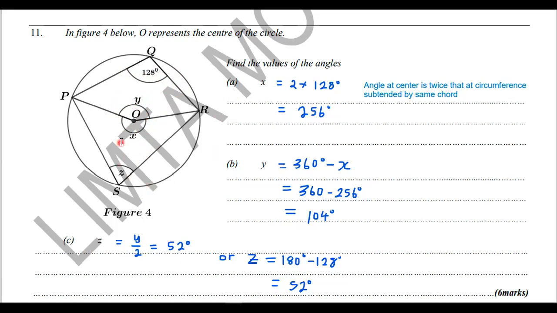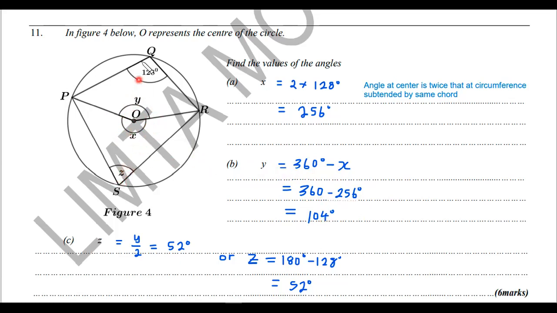Then angle Y, let's look at Y. This is angle Y. Now this is the angle at the center, and what is the angle at the circumference? Or instead of doing that, since we already have X to be 256 degrees, all of this forms a circle, and the total angle for a circle is 360 degrees. So X plus Y is 360 degrees, and Y will be equal to 360 degrees minus X. So we have 360 degrees minus 256 degrees, which gives us 104 degrees.